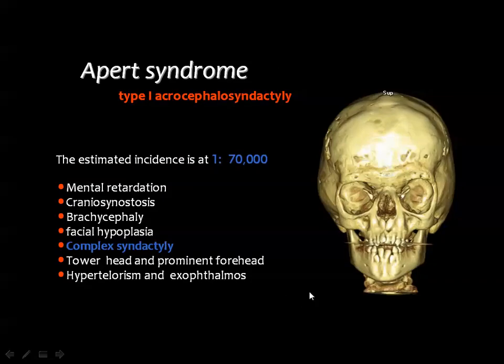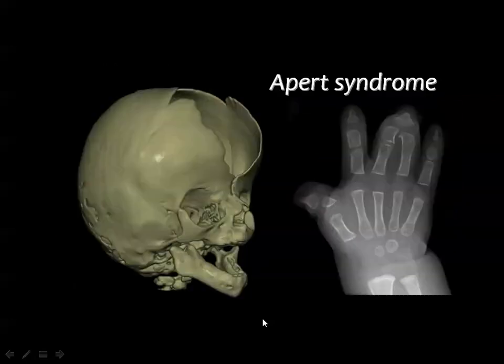Finally, the Apert syndrome, and this is the incidence, and the patient has mental retardation, craniostenosis, brachycephaly, and of course some of the digital abnormalities like syndactyly, for example. And here you see the fusion and the hypoplasia of the phalanges. You see the hypoplasia of the face and mandible compared to the size of the skull.